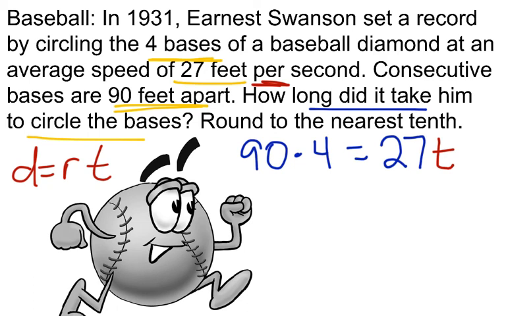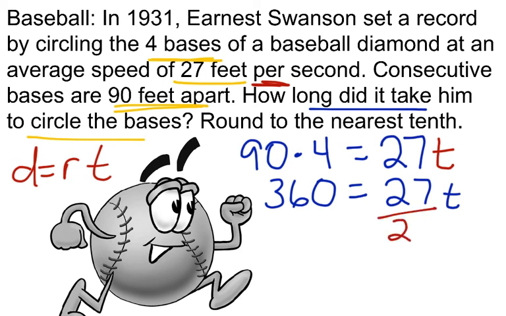So let's start by combining like terms. We have 90 times 4. Well, 9 times 4 is 36. Add the 0, 360. So we have 360 feet total at a rate of 27 times the amount of time. I have a good old-fashioned multiplication problem. 27 times what is 360?